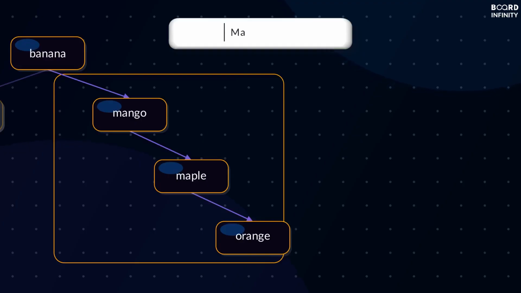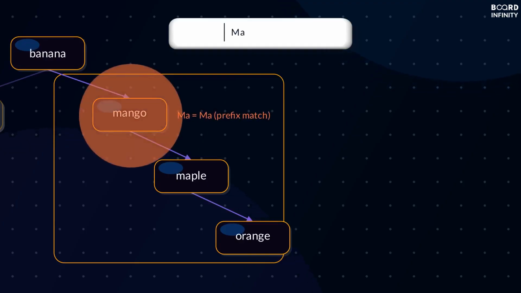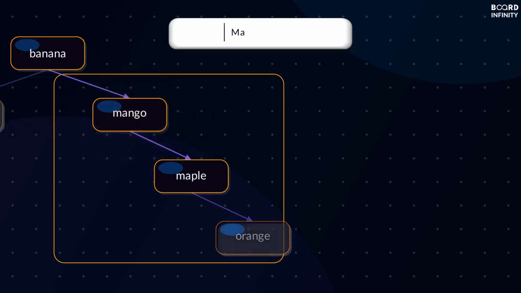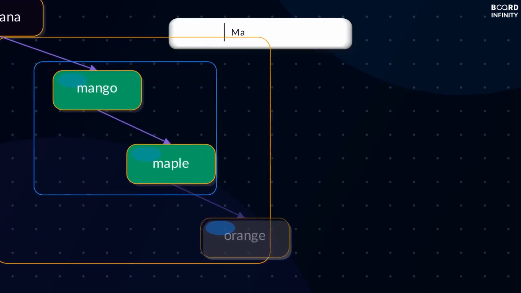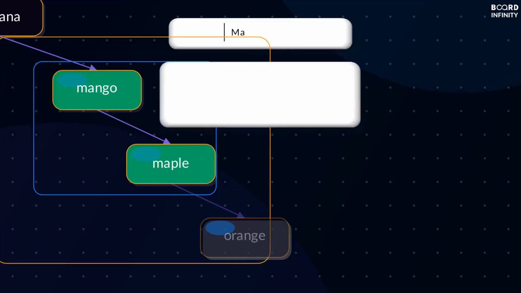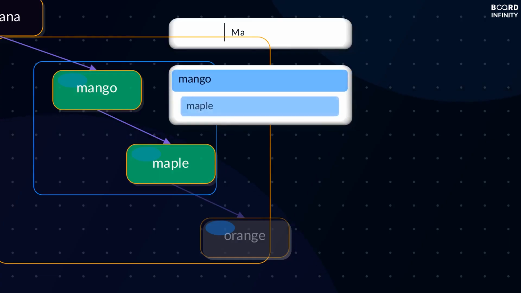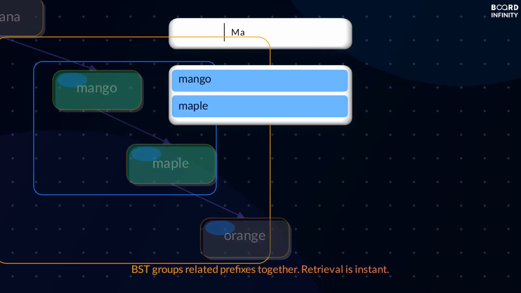When the user types A, forming MA, the system further narrows the search. It compares MA with mango, confirming a prefix match and then refines the results to only include words that start with MA. This process quickly isolates mango and maple. The binary search tree structure groups related prefixes together spatially, so retrieval is instant. The system quickly returns mango and maple as suggestions. This is why autocomplete feels instant.